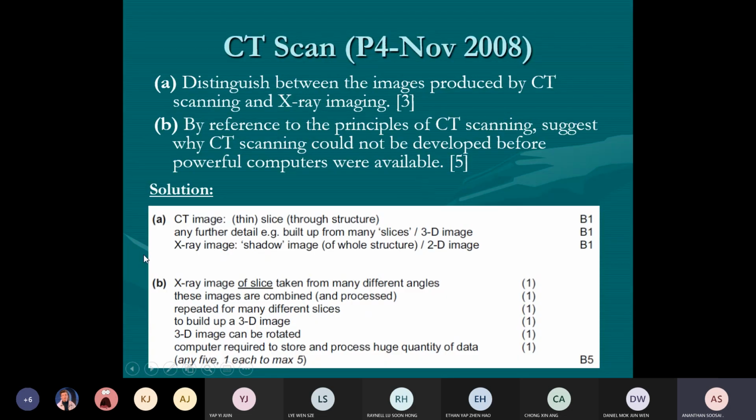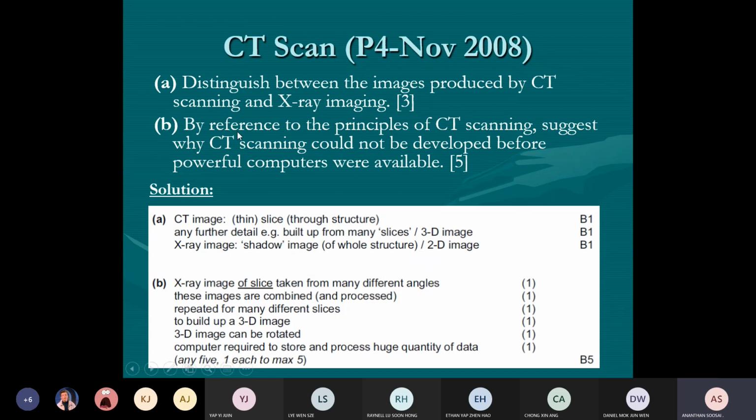The differences. This is actually the Cambridge mark scheme. With a CT scan, slices of image can be combined to form a 3D image. X-ray is actually a shadow image. It's a 2D image on a photographic film.